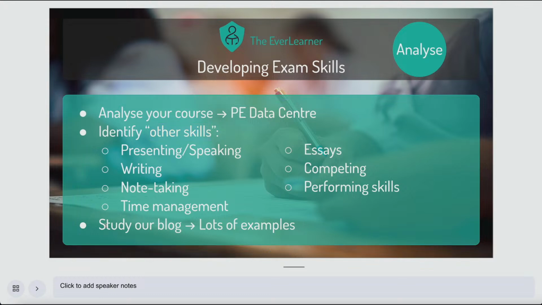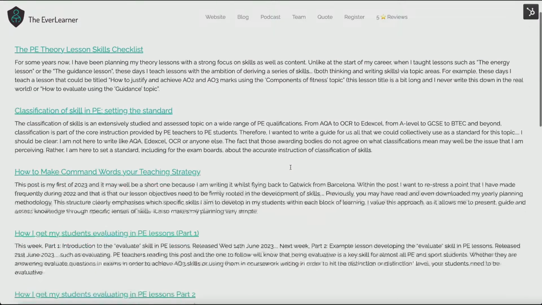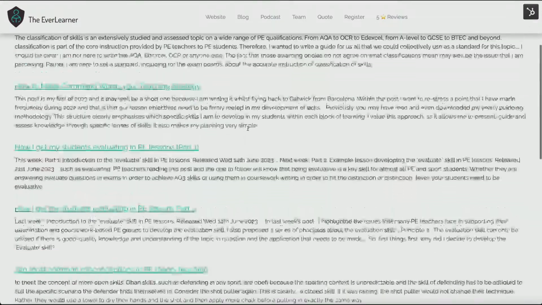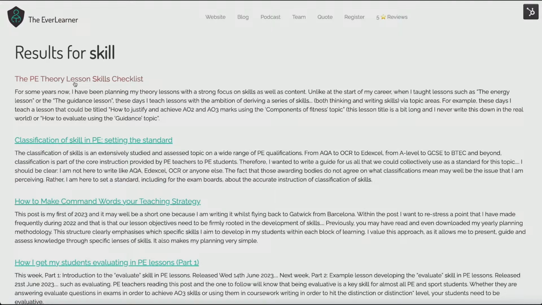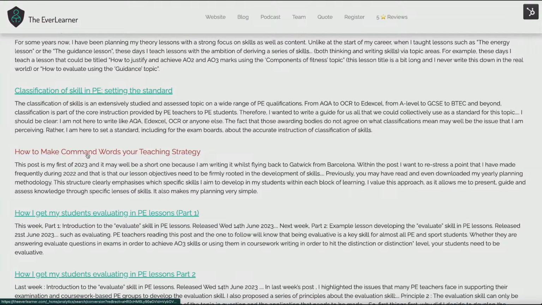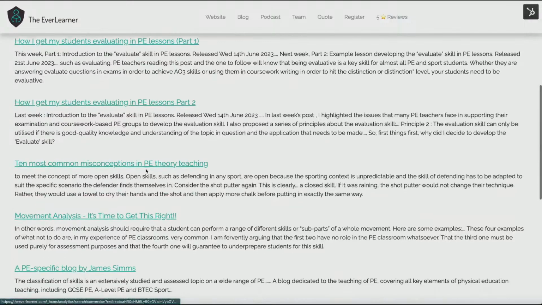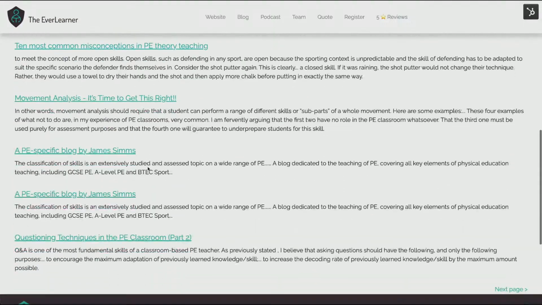Finally, folks, notice this one. I opened the blog just briefly. Now, again, our blog is utterly free to you. If you just search the word skill, for example, in here you will see loads and loads. I'll just read through them for you. P theory lesson skills check. Ignore this one because it's about classification of skill. It's a content one. How to make command words your strategy. How I get my students evaluating part 1, part 2, common misconceptions, etc.